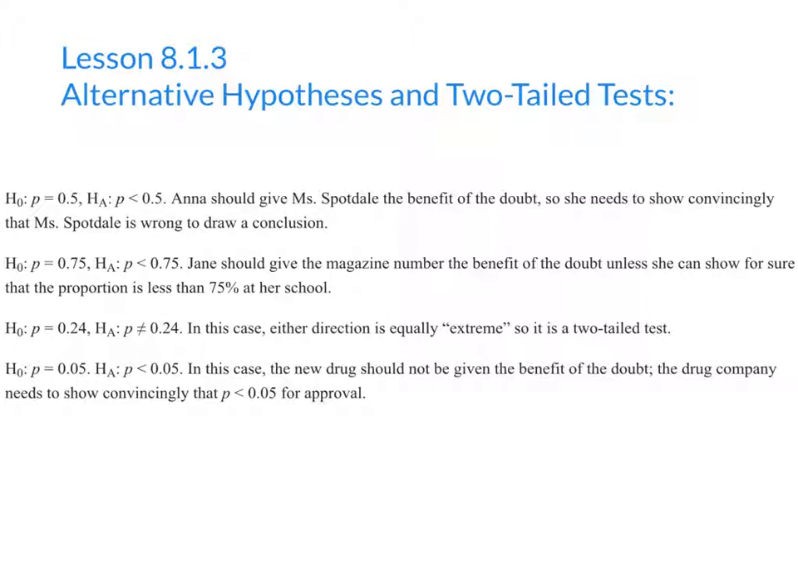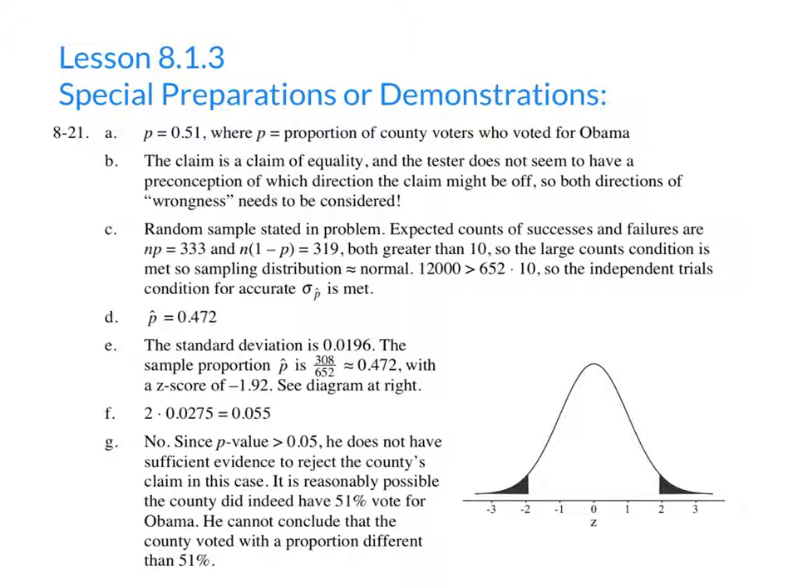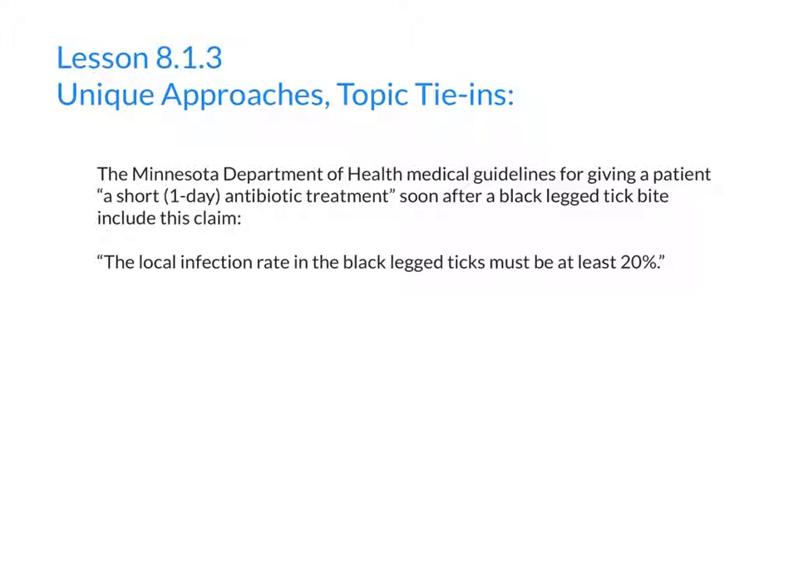Lesson 8.1.3 takes on the task of deriving hypotheses from claims. This is a process that requires human judgment and an understanding of the risks associated with being wrong to determine what statements require the burden of convincing evidence. There are more core problems based on developing the student's ability to create the most appropriate hypotheses given a particular claim. However, problem 8.21 is the student's first two-tailed test and requires a conditions check, calculation, and conclusions.